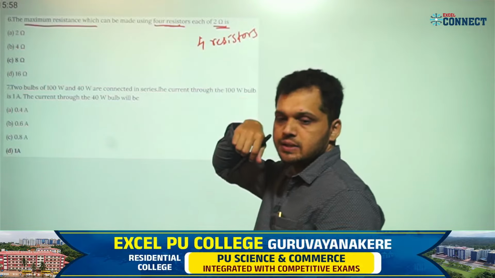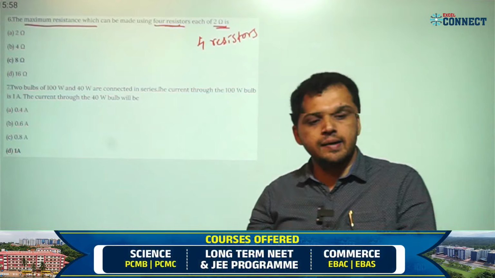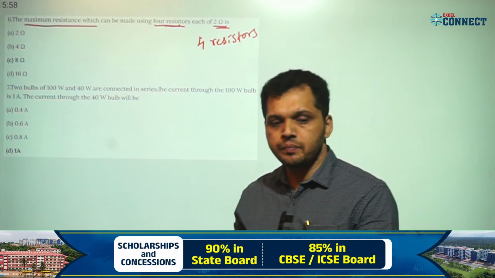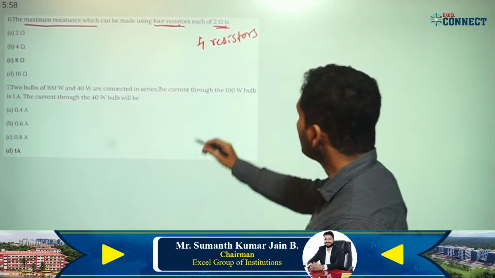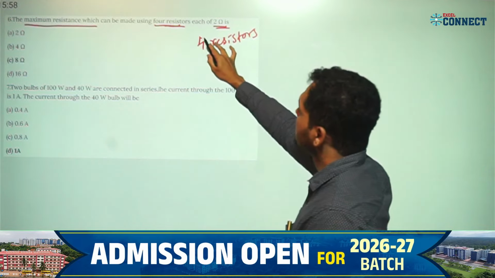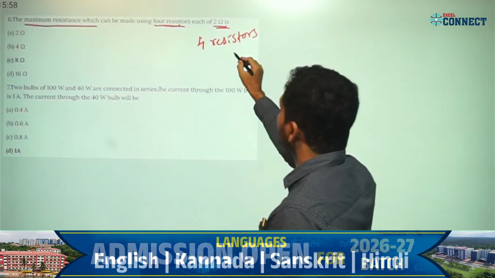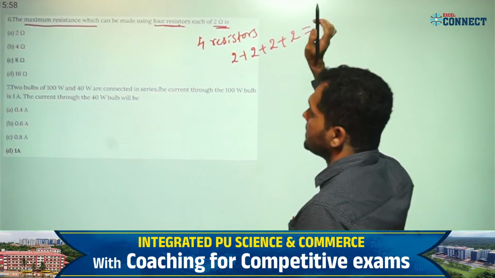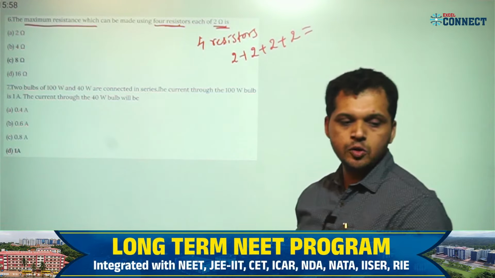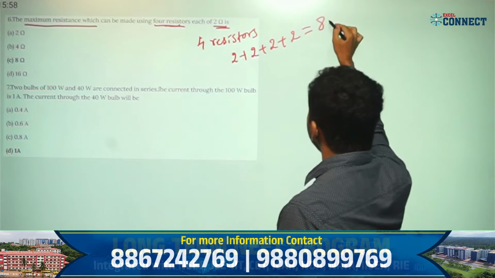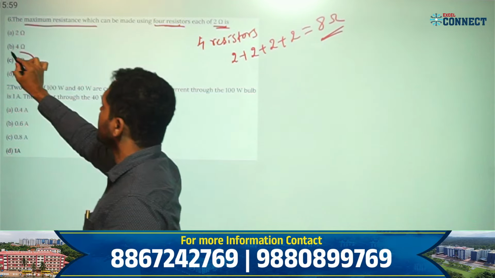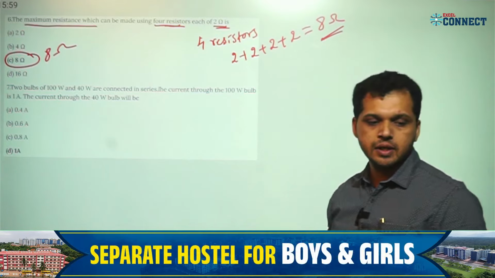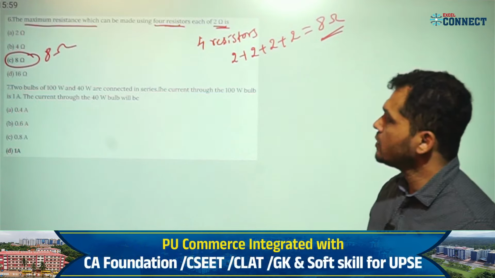Series combination we have to write. In a series combination, equivalent resistance is maximum. In a parallel combination, equivalent resistance is minimum. Is it clear? Now here I have to connect in series. If you connect 4 resistors in series, how much do we get? 2 plus 2 plus 2 plus 2, that is 8 ohm. 8 ohm is the answer here. That is a direct question. Everyone can solve this.